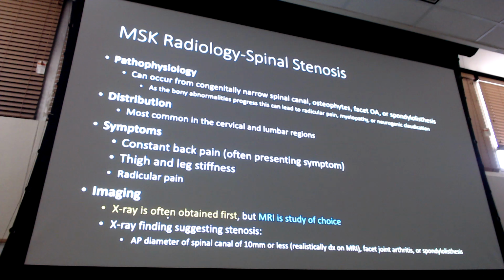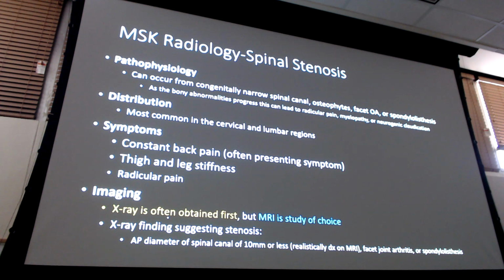It's most commonly in the cervical and lumbar regions. It can happen for a multitude of reasons. Typically, osteoarthritis, the osteophytes, the spinal canal narrows for whatever reason, causing stenosis of the spinal canal. Spondylolisthesis. You have to say that 5 times fast as part of the exam.